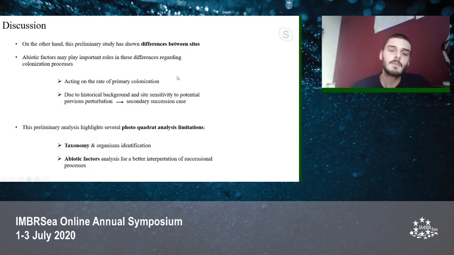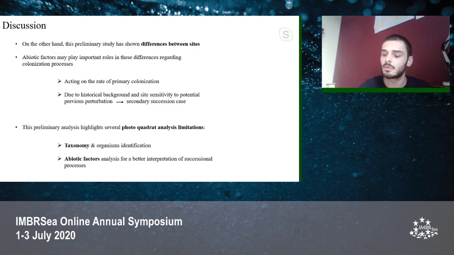On the other hand, this preliminary study has shown differences between sites, obviously, as it could be suggested by the preliminary analysis of the site effects, as well as the different oceanographical features of our 3 sites. We hypothesize that the biotic factor may play an important role in these differences regarding the colonization process. It could act on the rate of primary colonization. For example, as I said, the local scheme seems to occur, in terms of morphotypes, in the 3 sites, but at different rates.